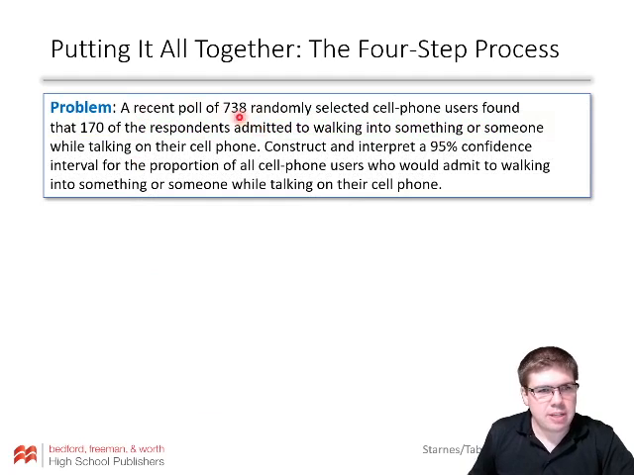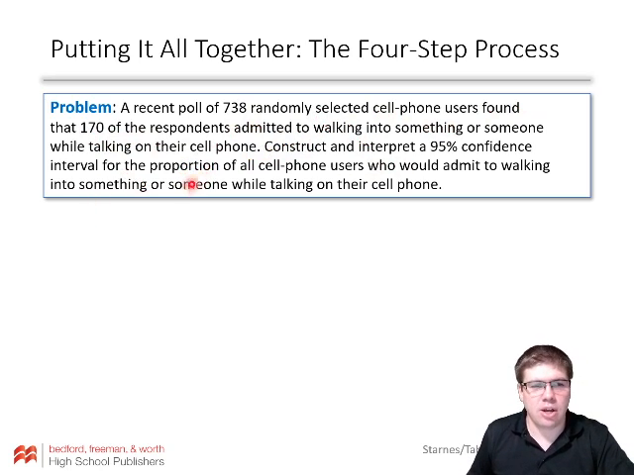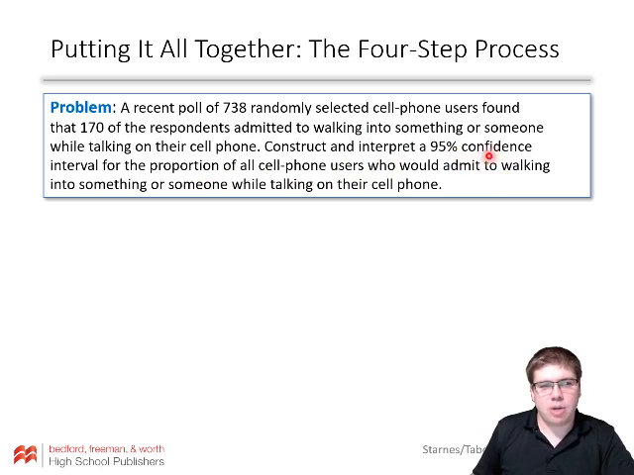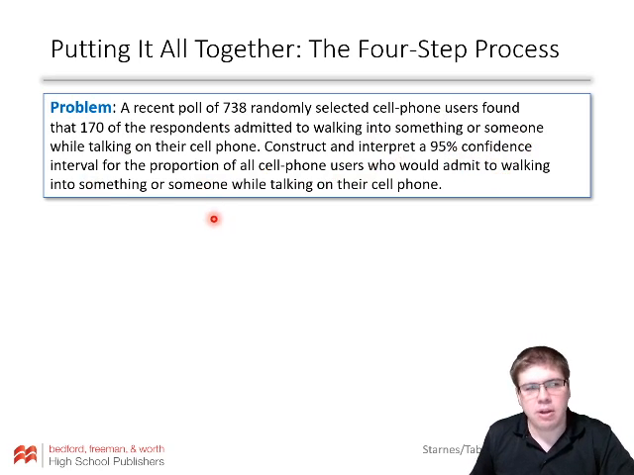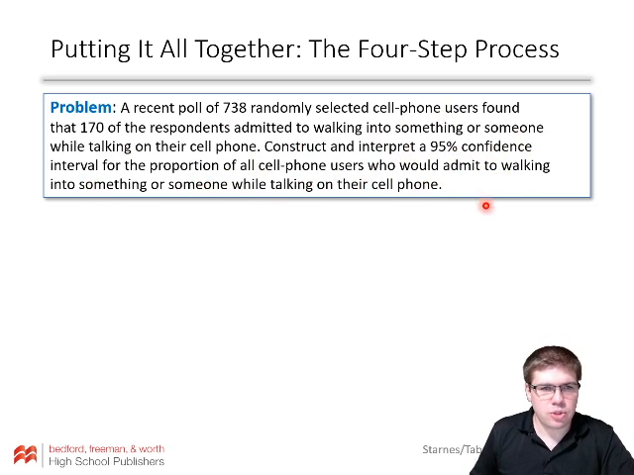A recent poll of 738 randomly selected cell phone users found that 170 of the respondents admitted to walking into something or someone while talking on their cell phone. Construct and interpret a 95% confidence interval for the proportion of all cell phone users who would admit to walking into something or someone while talking on their cell phone. Notice that this 170 out of 738, that's just a sample proportion. We want to estimate the actual true proportion. That's what we're going for with this confidence interval.